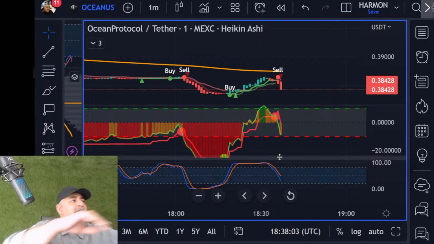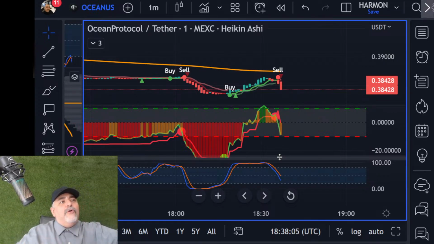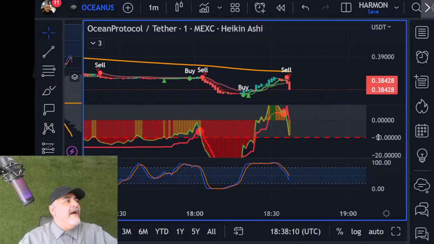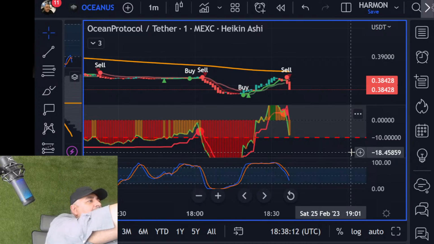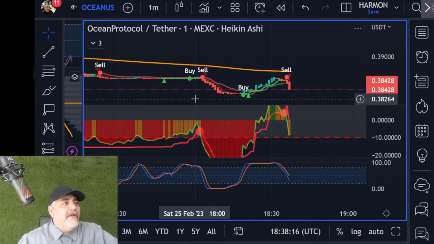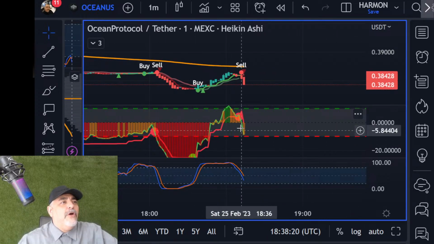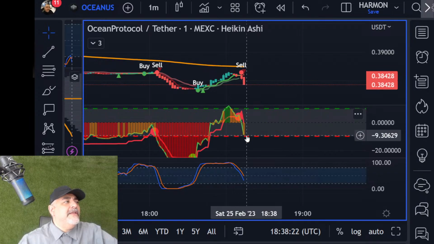So now that we got that short in there, we're going to be looking at the indicators here. Let me fix this real quick and move you guys over. So we have a sell signal going on. Everything's kind of flowing here. We're going to hold this until this green line here.